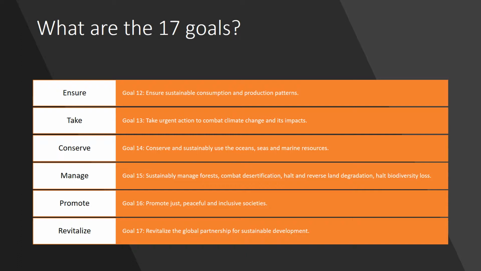Goal number 15: sustainably manage forests, combat desertification, halt and reverse land degradation, and halt biodiversity loss. Goal number 16: promote just, peaceful, and inclusive societies. The last goal is about the partnership for sustainable development.